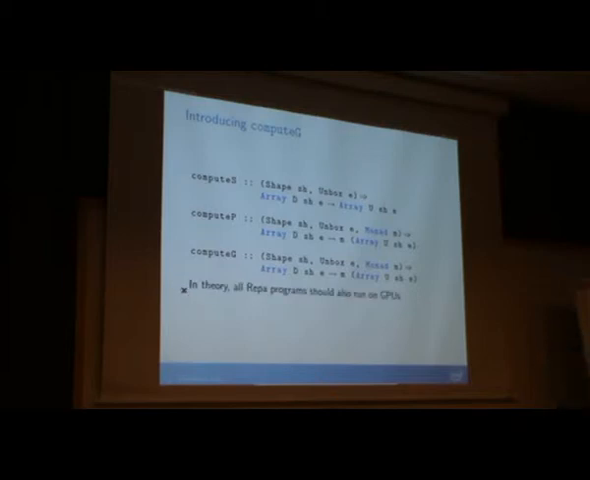So in theory, all Repa programs should also run on GPUs, right? If we just replace compute P or compute S by compute G. But there's more than that. In practice, it's pretty challenging, especially when we are talking about Haskell, which is a lazy language. So we only target a restricted subset, and only this subset is allowed to compile and run. I'll go back to this point in a few slides.